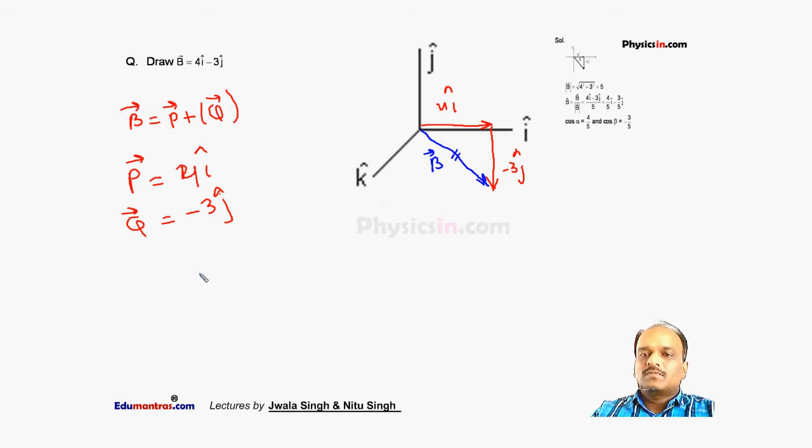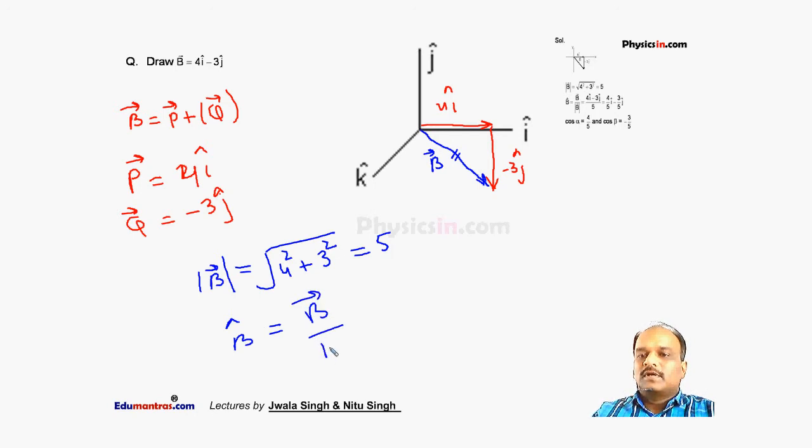Now if I want to know what is mod of vector B, magnitude of vector B. So mod of vector B is root over the length of this vector B can be written. The length of this square means 4 square plus 3 square. So it comes out to be 5 unit. Now B cap. B cap is simply vector B divided by mod of vector B.